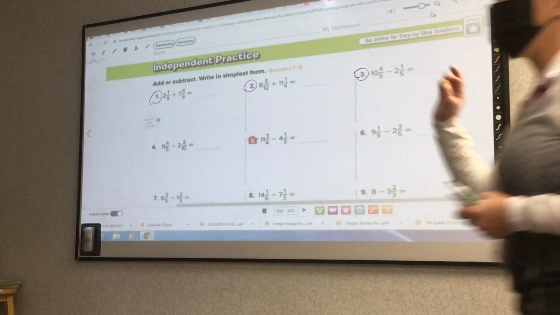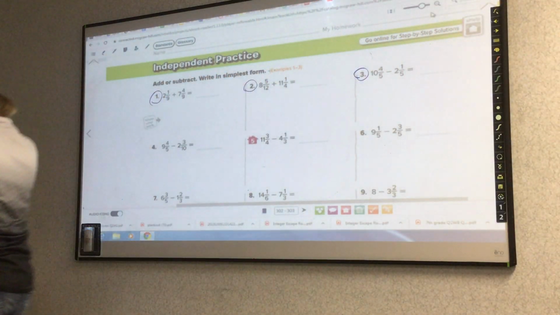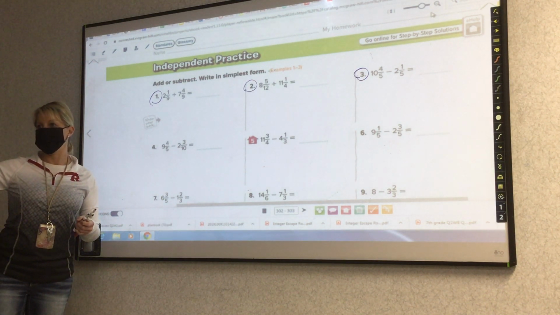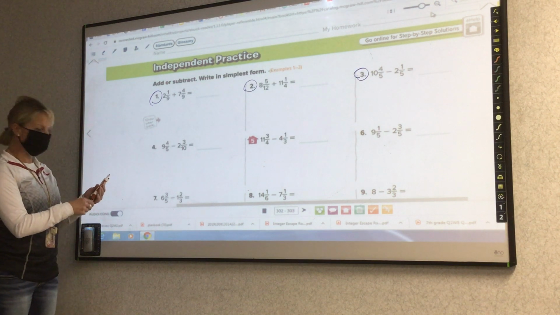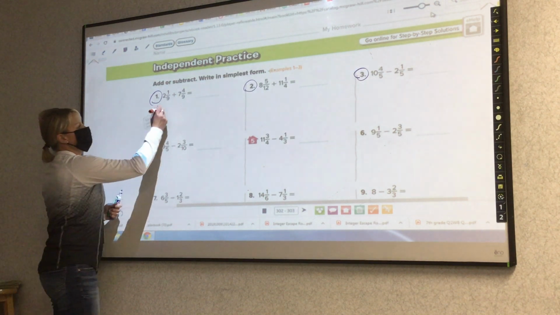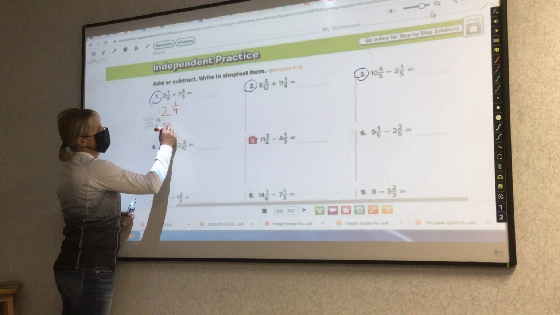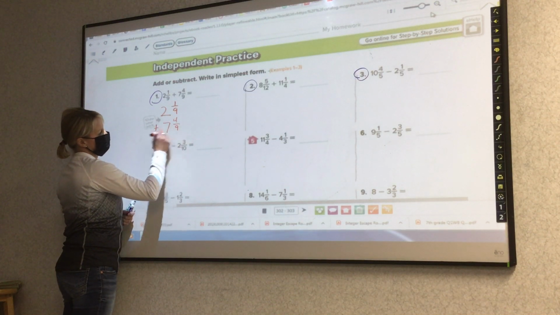If you get it right, put a star by it and stay standing. If you get it wrong, fix it and then have a seat, okay? So we've got, let's look here. I hope I don't make a mistake, because that means I'm going to have some push-ups to do. I'm going to slow down just a hair.